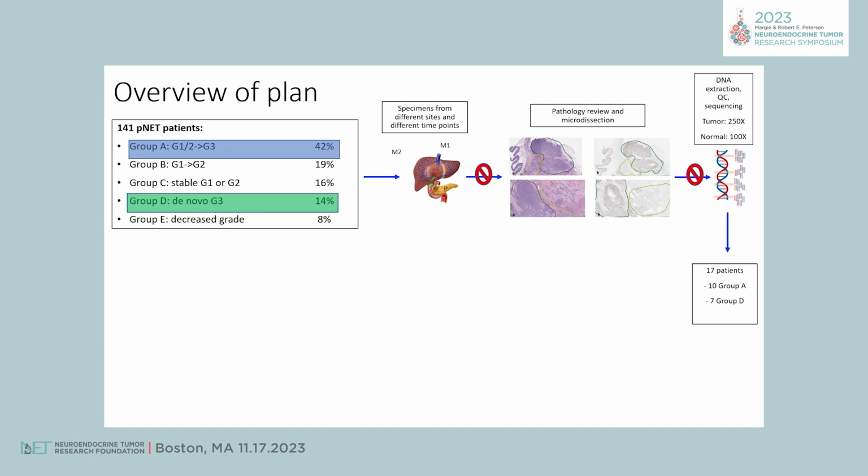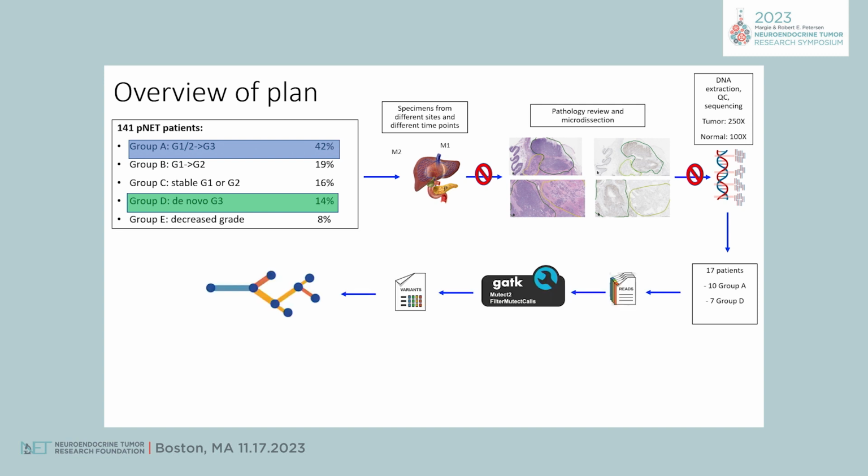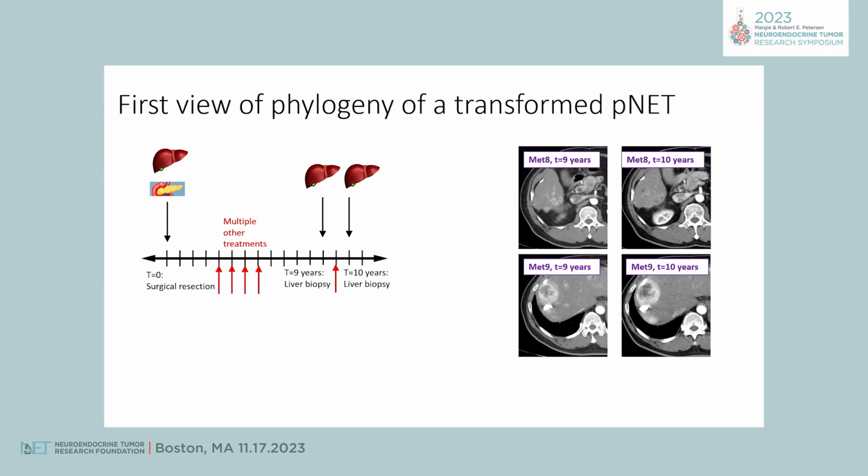But what I'm going to show you now is the 17 patients we've done, 10 in group A and 7 in group D. We aligned the reads, got the variant allele frequencies, and then used Treeomics, which is one of these phylogeny inference algorithms, to infer the phylogeny. So this is the first view of the phylogeny of a transformed PNET.